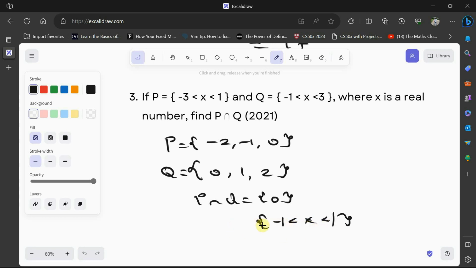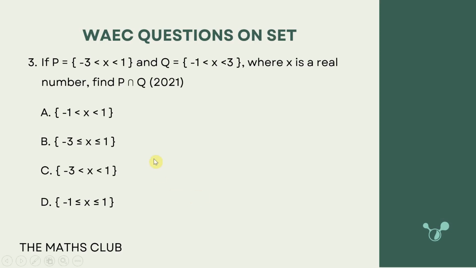So this should be our answer, right? X is between minus 1 and 1. The reason is that the only value between minus 1 and 1 is 0. So if you go back to the options, the one that actually fits our answer is option A. Let's see if we're correct.